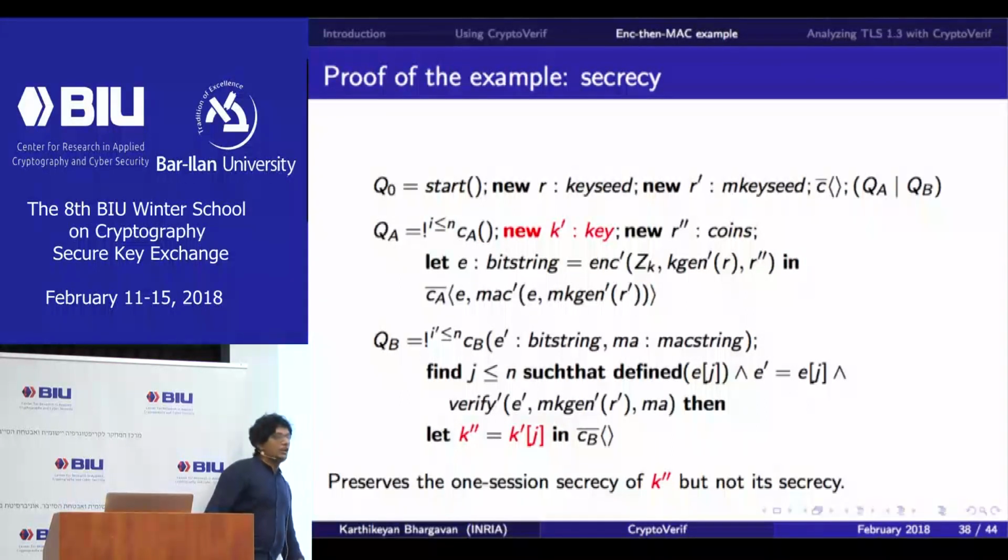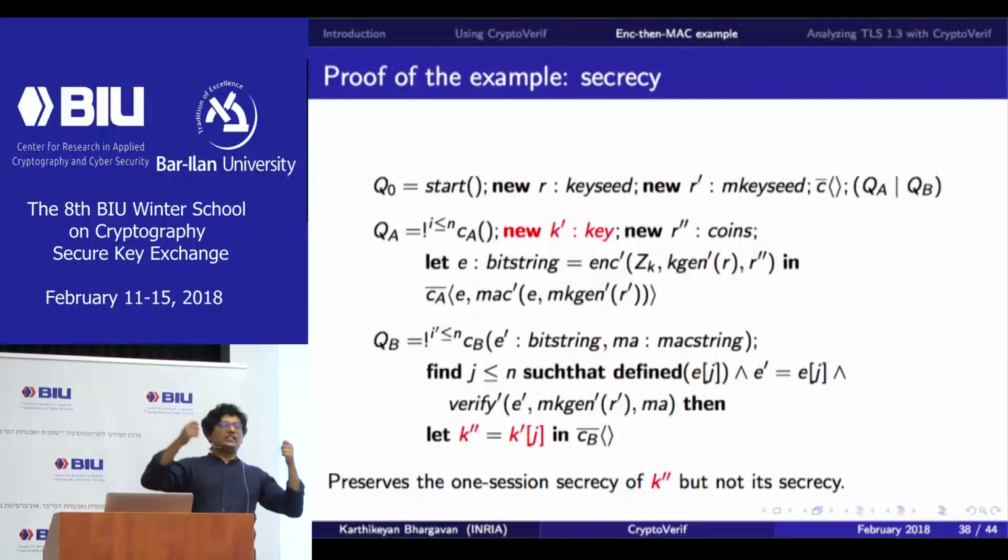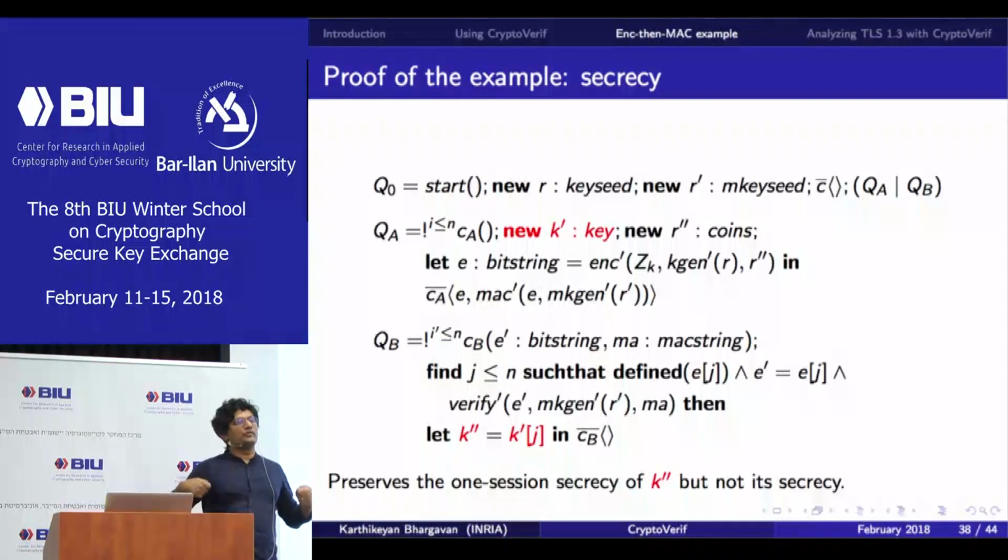Whereas K double prime is not multi-session secret because in fact the attacker could replay in this protocol the same K prime to multiple instances of B, and each of them will end up with the same K double prime. So B doesn't get full secrecy for K double prime, it only gets one session secrecy for K double prime.